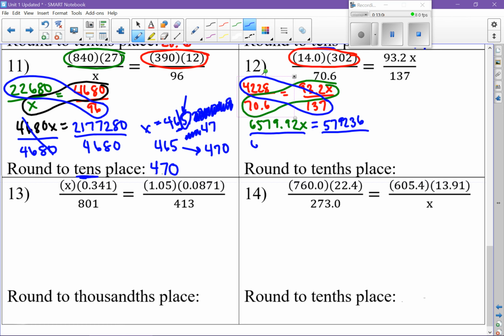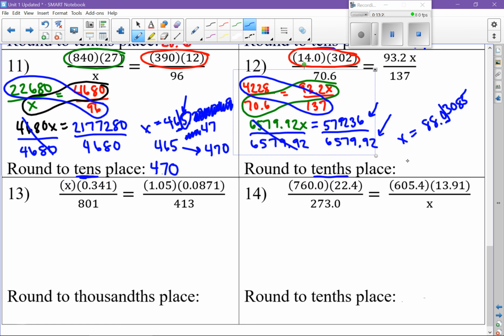Divide by the thing that's touching the x. Cancels over here. Do this number divided by this number. Your calculator is going to say x equals 88.03085 something. We want to round at the tenths place, which is right here at this 0. So I'm going to keep the original 88. The 3 after it means I am not rounding up. I'm going to keep it at 88.0.